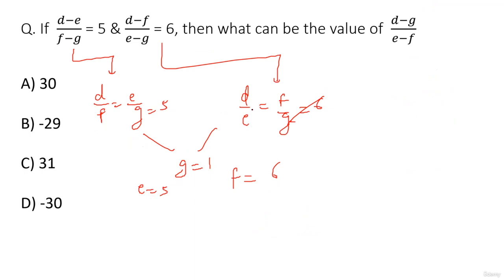Substitute the value of d in any of these two equations. D is 6 times e. 6 into 5 is 30. Khatam. It's that easy now. So I am asked to find the value of 30 minus 1 upon 5 minus 6, which is minus 29.